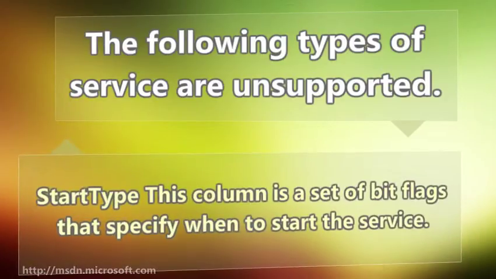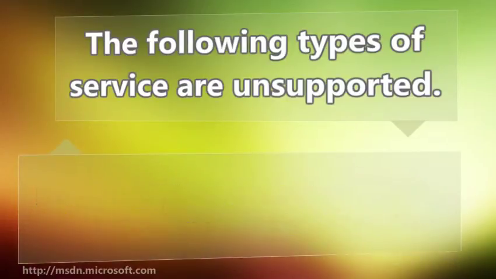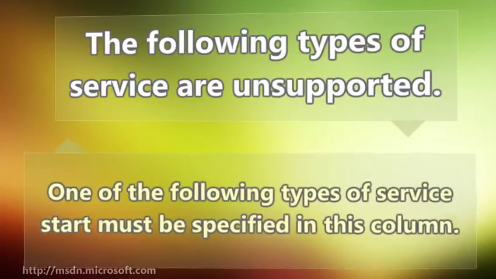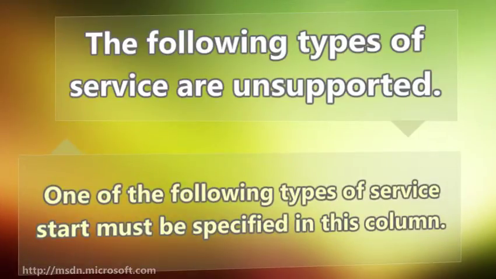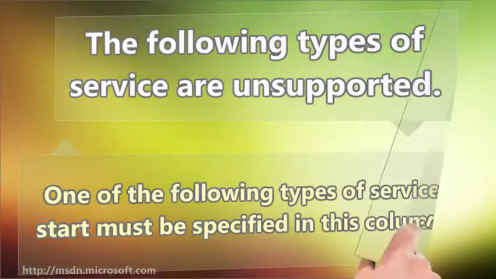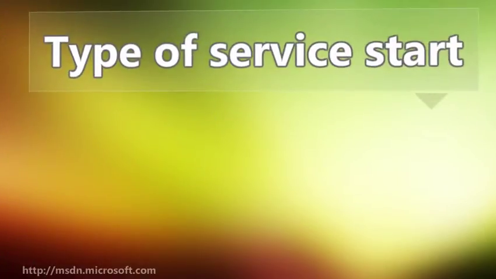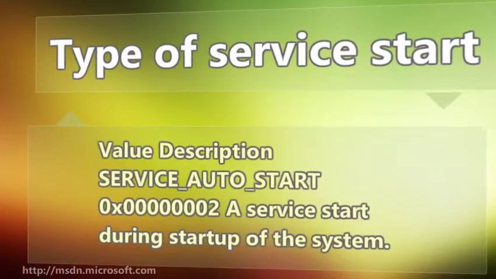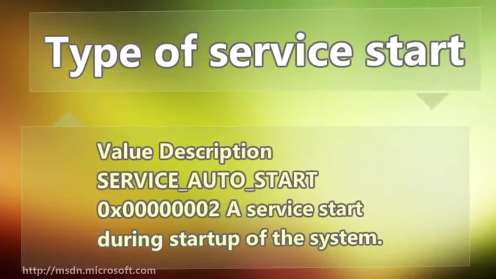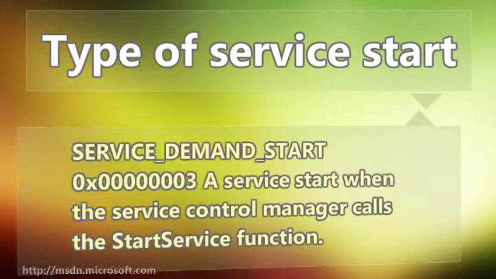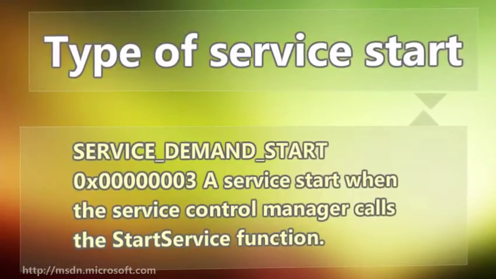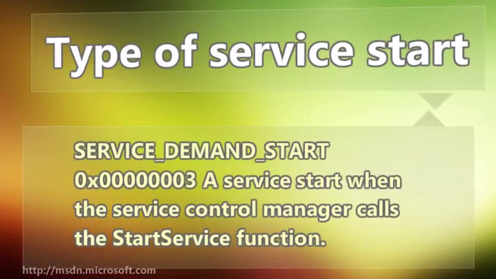StartType. This column is a set of bit flags that specify when to start the service. One of the following types of service start must be specified in this column. Type of service start, value, description. SERVICE_AUTO_START, 0x00000002. A service started during startup of the system. SERVICE_DEMAND_START, 0x00000003. A service started when the Service Control Manager calls the StartService function.